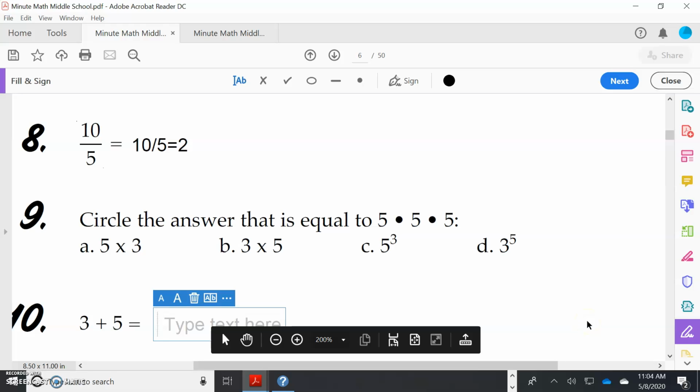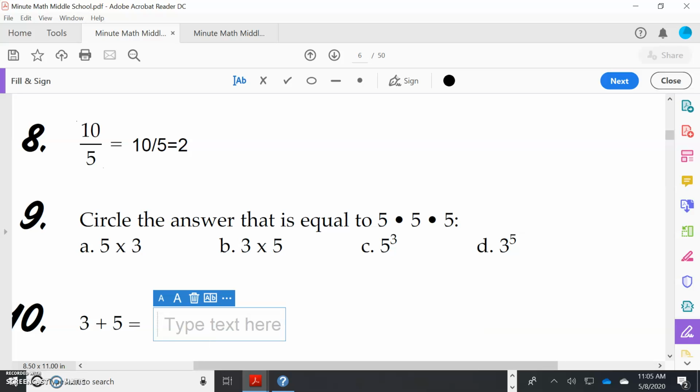Take a picture of both lessons, send it to me. Congratulations, because you just did 2 math lessons at one time. Good job. Send it to me right away because grades are due. All right, grades are due today, so please make sure you snap that picture and send it to me.